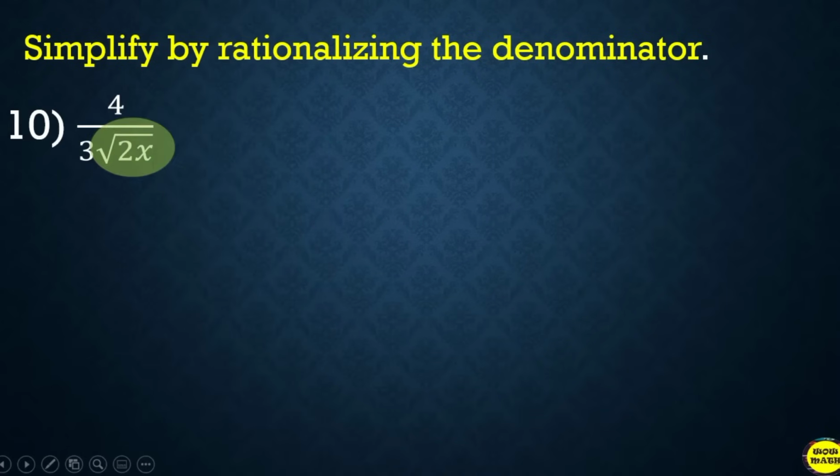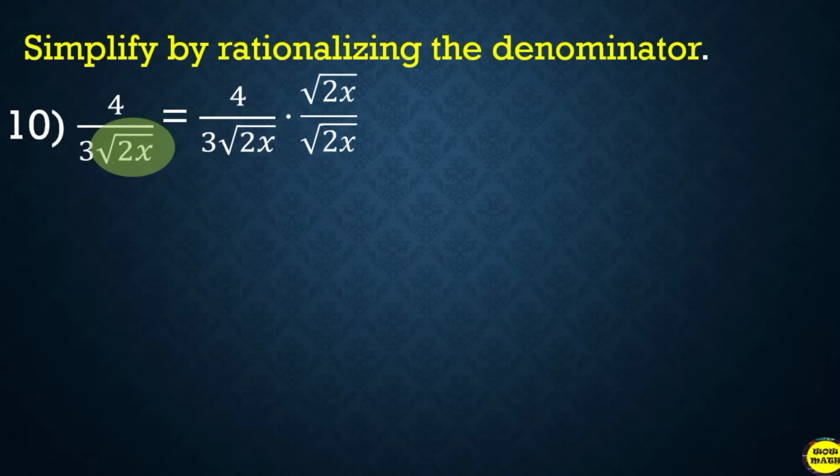Next, we have 4 over 3 square root of 2x. So dito, meron tayong number sa labas ng radical natin. So ang gagawin lang natin, ito lang yung i-multiply natin sa numerator and denominator natin. Okay? Hindi kasama si 3. So 4 times square root of 2x. Okay, that is 4 square root of 2x over 3.